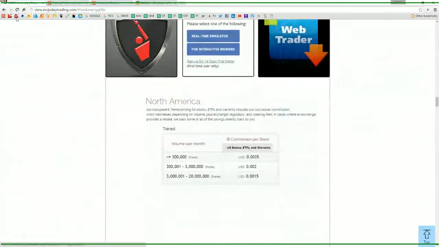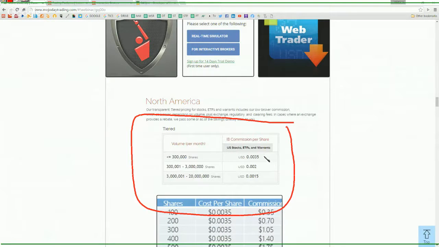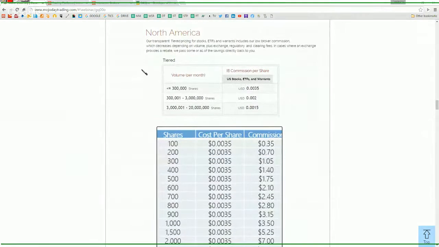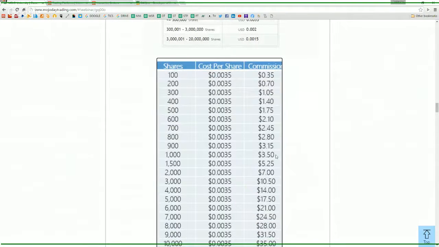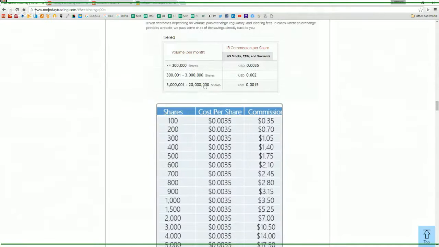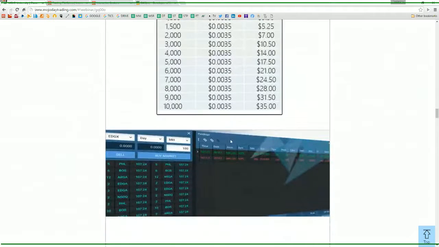Okay? It's on a tiered basis, the shares. You pay 0.0035. Once you trade more than 300,000, you go to 0.002. So let's say you're at 0.0035. 100 shares cost you 35 cents. 200, 70 cents. 1,000 shares cost you $3.50. 2,000, $7. 10,000 cost you $35. Okay? And that's the scaling on a per share basis from 1 to 10,000 shares.